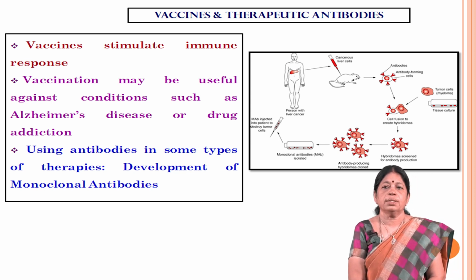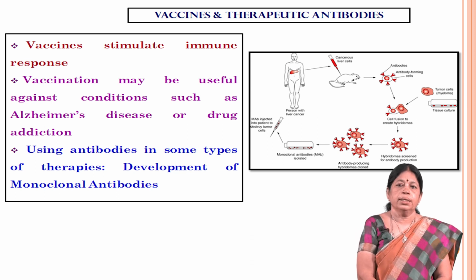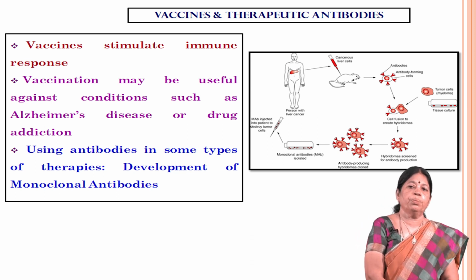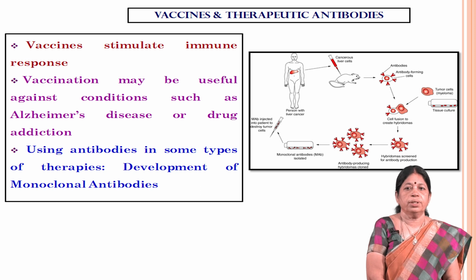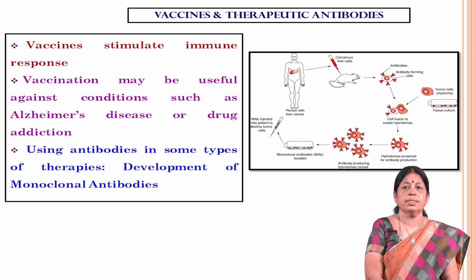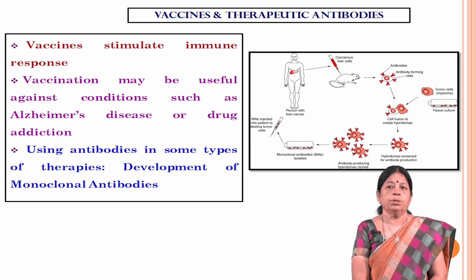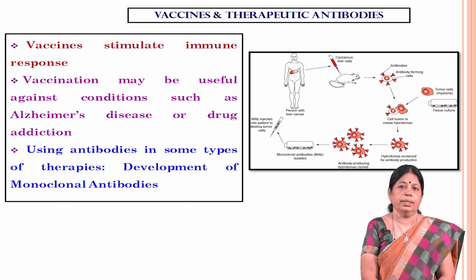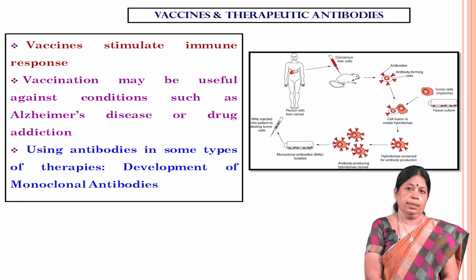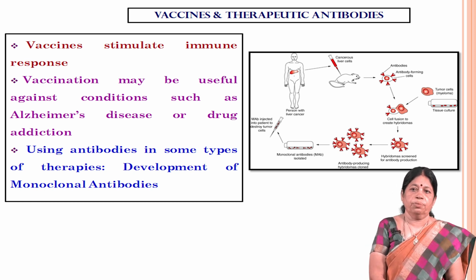Using antibodies in some types of therapies, the development of monoclonal antibodies is very important. Alzheimer's disease mostly affects old age people, and those who are addicted to drugs and drinks can also get vaccination for relief from the disease.